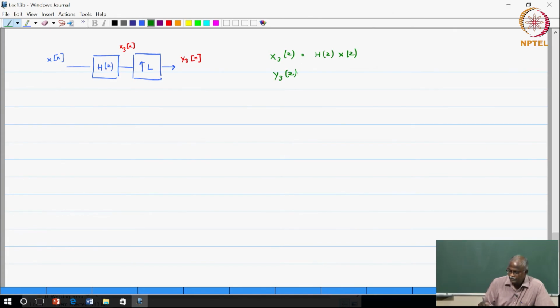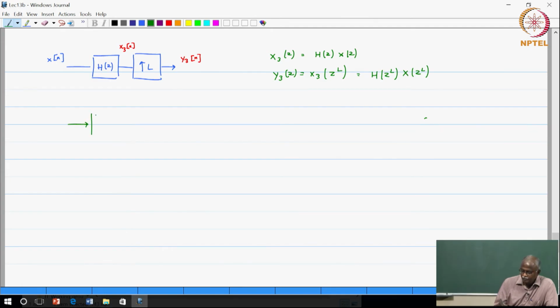y3 of z is x3 of z raised to the power L. Wherever there is z, I have to substitute, replace it with z power L. If I use it in the previous equation, this becomes h of z power L, x of z power L. Maybe it is already obvious from the expression, but we will just write it for completeness.